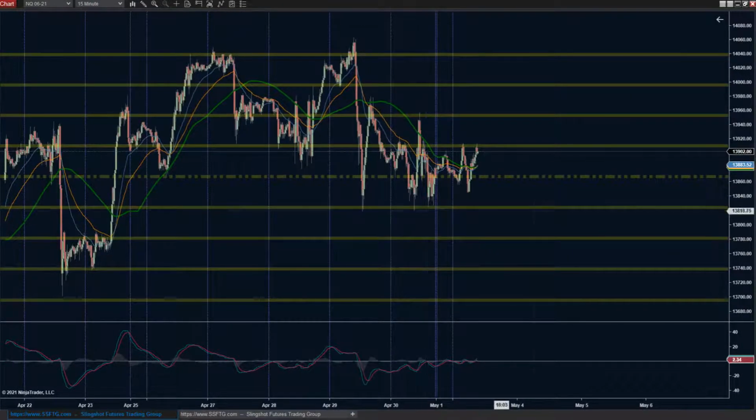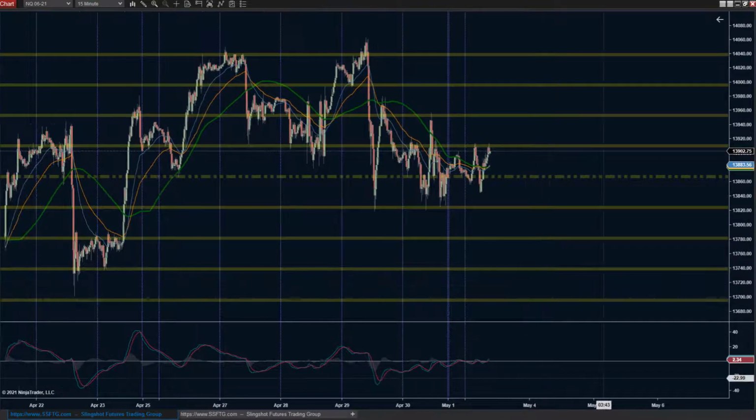As it stands, though, right now, I guess the zones of interest would be the -1.5s. We've got the -0.5, 1, 1.5, and that's right back at the range lows. So that'd be the first zone of support.